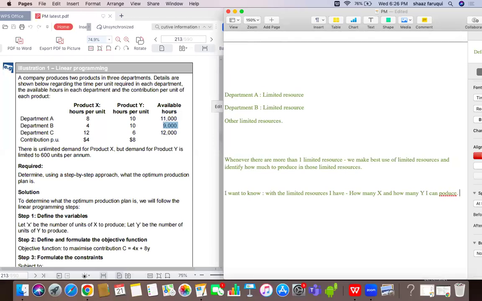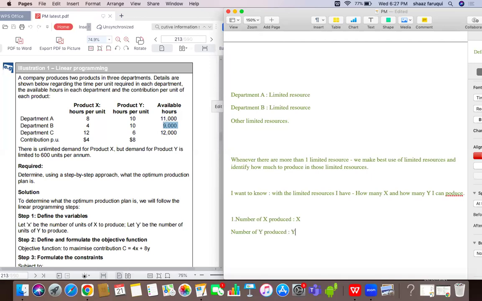But instead of saying number of X's produced, number of Y's produced, the first step is to simplify our life. Don't waste your energy, don't waste your time. Instead of saying number of X's produced, from now on in this question, we will call it X. Instead of saying number of Y's produced, I'll just call it Y. Instead of saying total contribution, I'll just call it C. So I'm making your life easy.